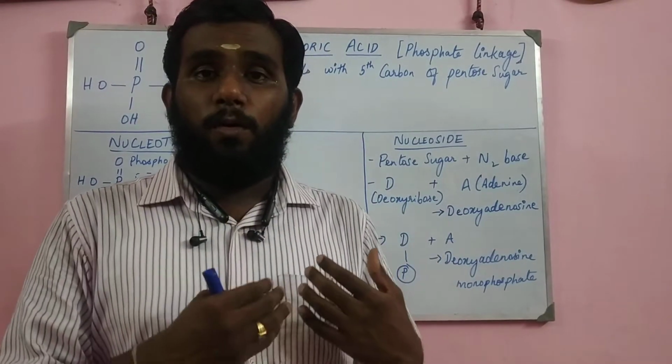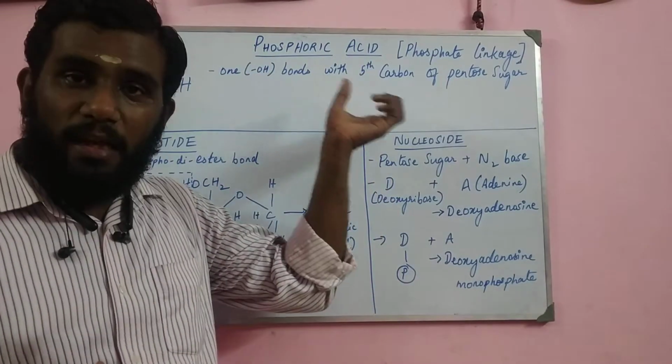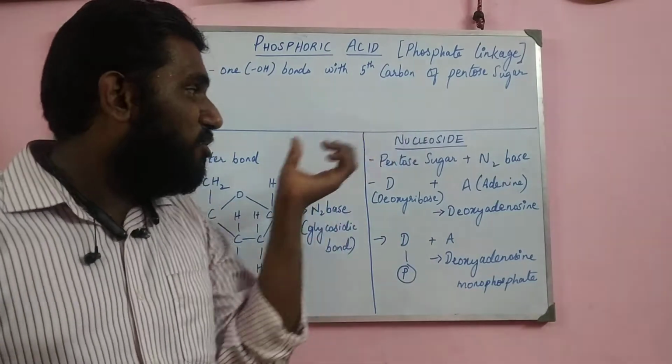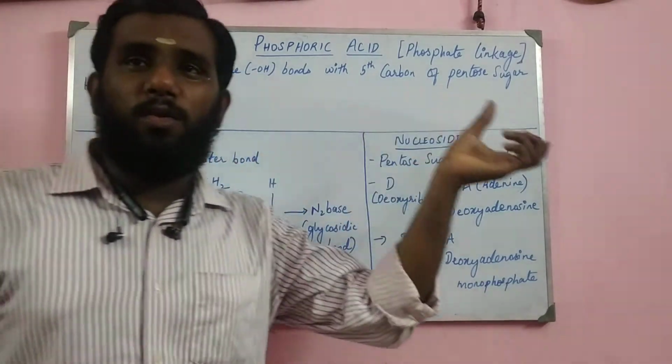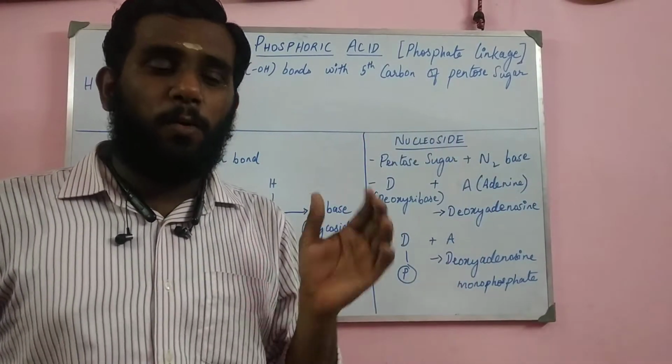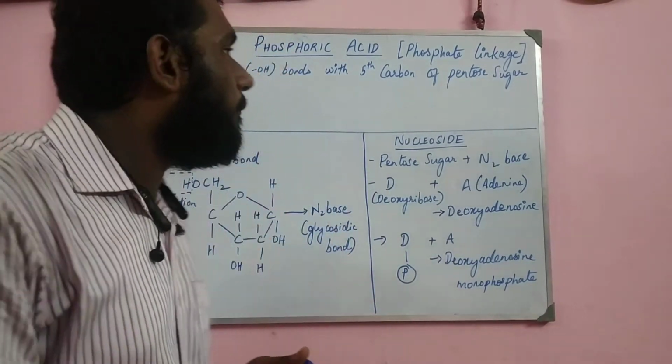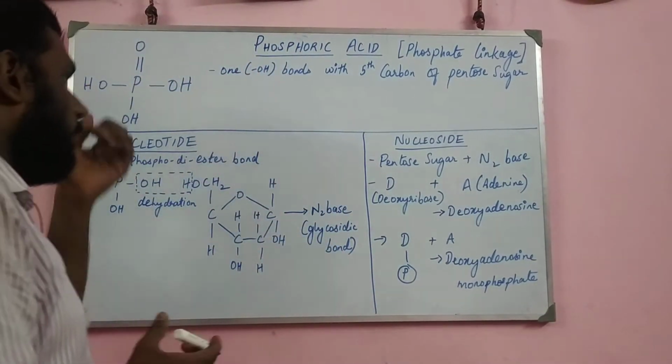In this video, we'll be seeing what is a phosphoric acid, that is the final portion of a nucleic acid, and these two terms, the nucleotides and nucleosides. What is the relationship between the two? How do they form nucleic acid? We'll see about everything in detail. The first one, let us start with phosphoric acid.